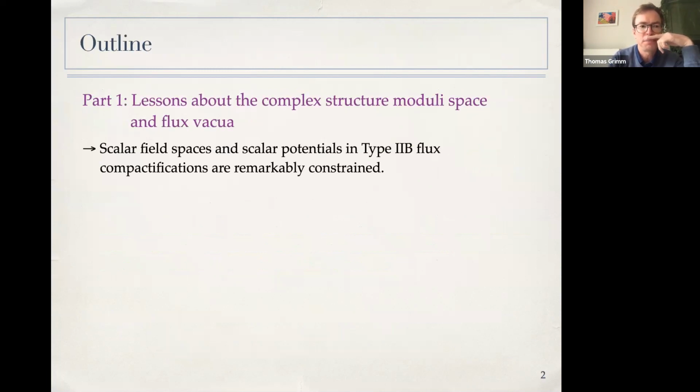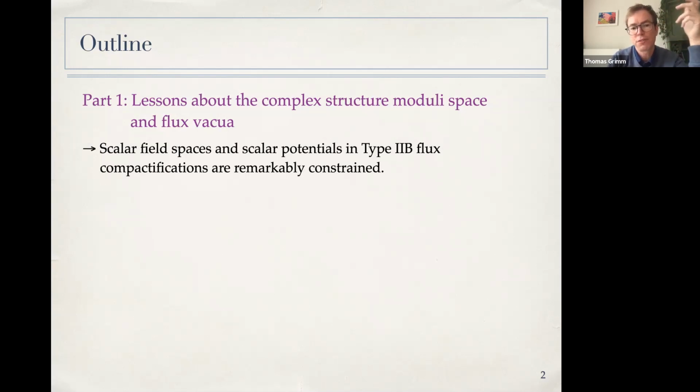Now let me outline my talk. In the first part, I will start to get an intuition, what should this finiteness structure be, right? And the way I do this is I will talk about the complex structure moduli space and flux vacua. This is something which has been studied for quite some time, and we made some nice progress, I believe, in the last couple of years. And I want to tell you what are the lessons about the complex structure moduli space and flux vacua that we learned in our study.